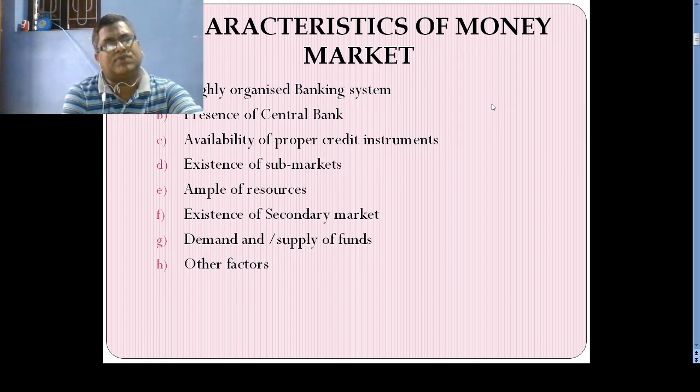The next one is the existence of sub-markets. In an underdeveloped money market there are various types of sub-markets, particularly the bill market. Sub-markets determine the development of the money market in a larger sense, and a number of sub-markets are there to transact these instruments. Next is ample resources, which means funds must be available to the financial institutions in these sub-markets.